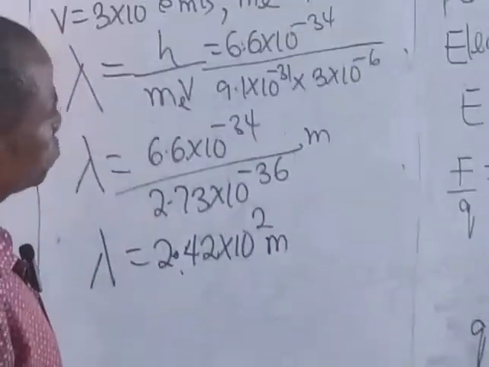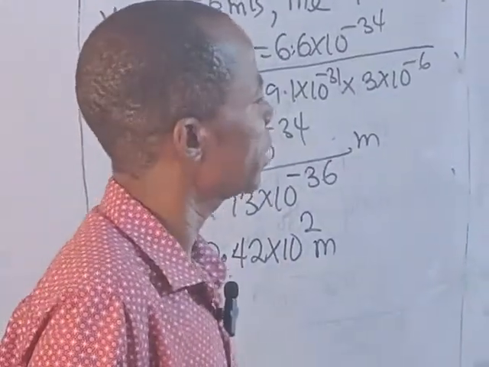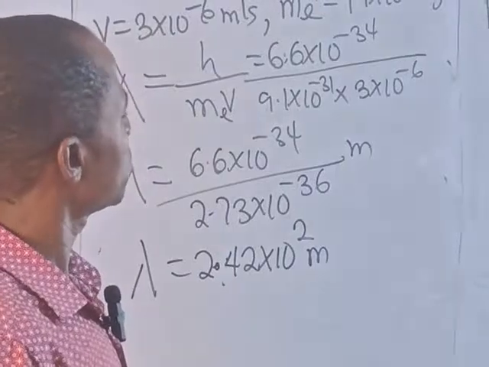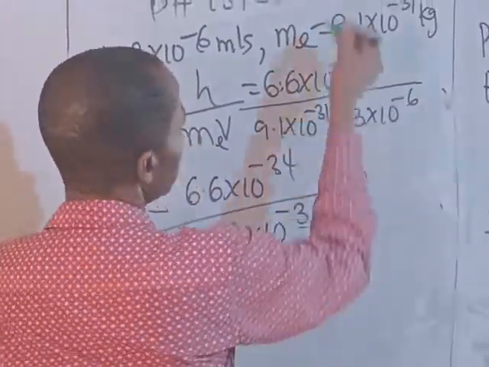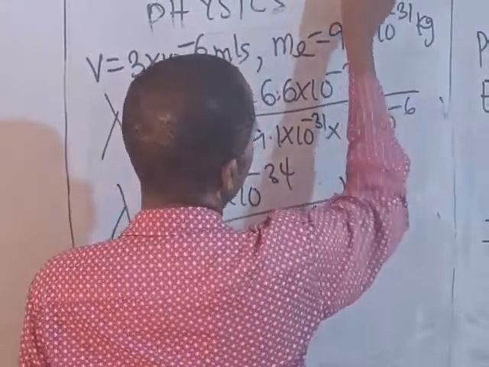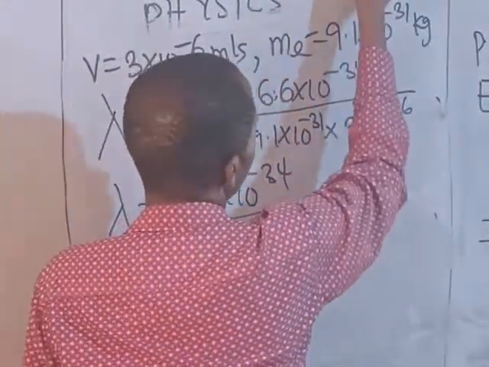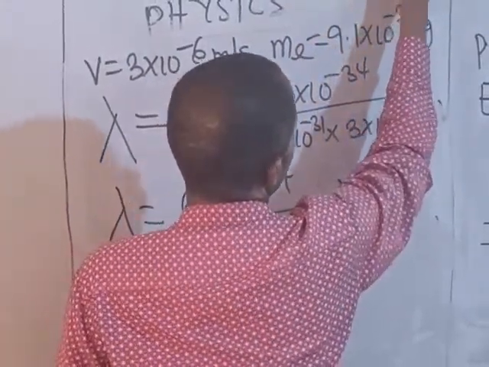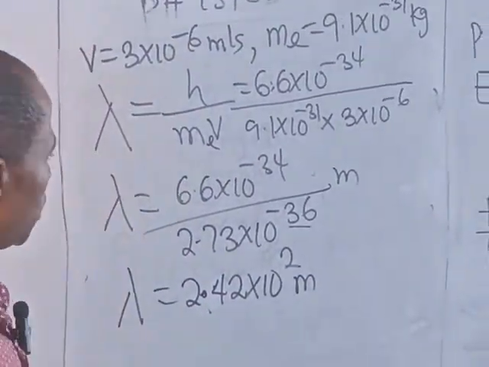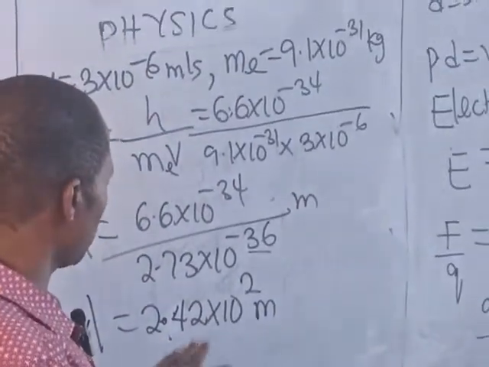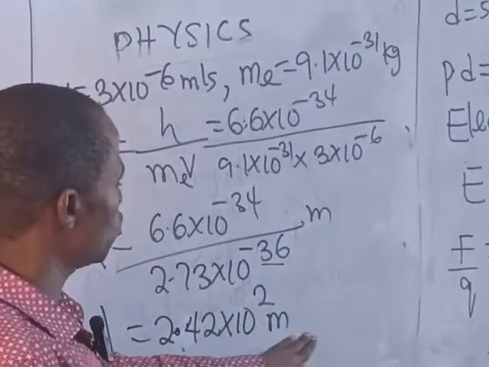So if you look at the options, none of that is correct. Because even looking at this, you know this one is going to be taken up here. So it becomes minus 34. By the time this one comes up, it becomes plus 36. That will give you 2. So the correct answer here is 2.42 times 10 to the power 2 meter.